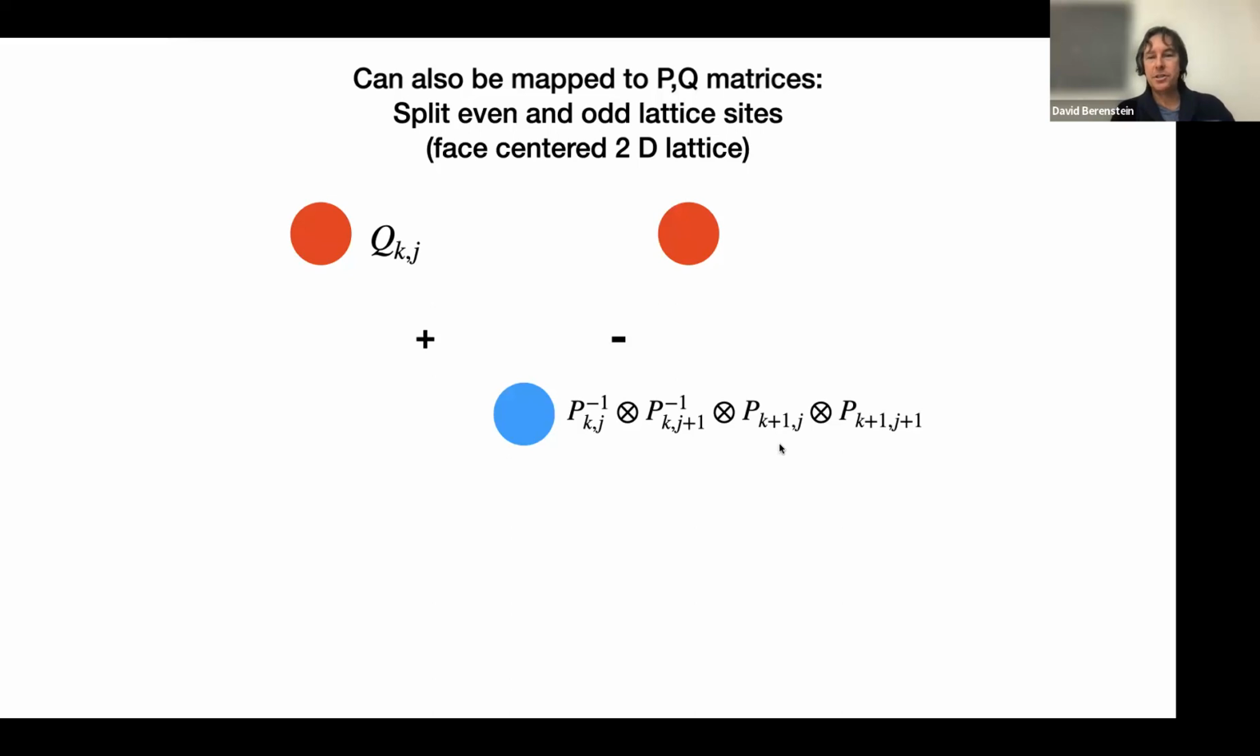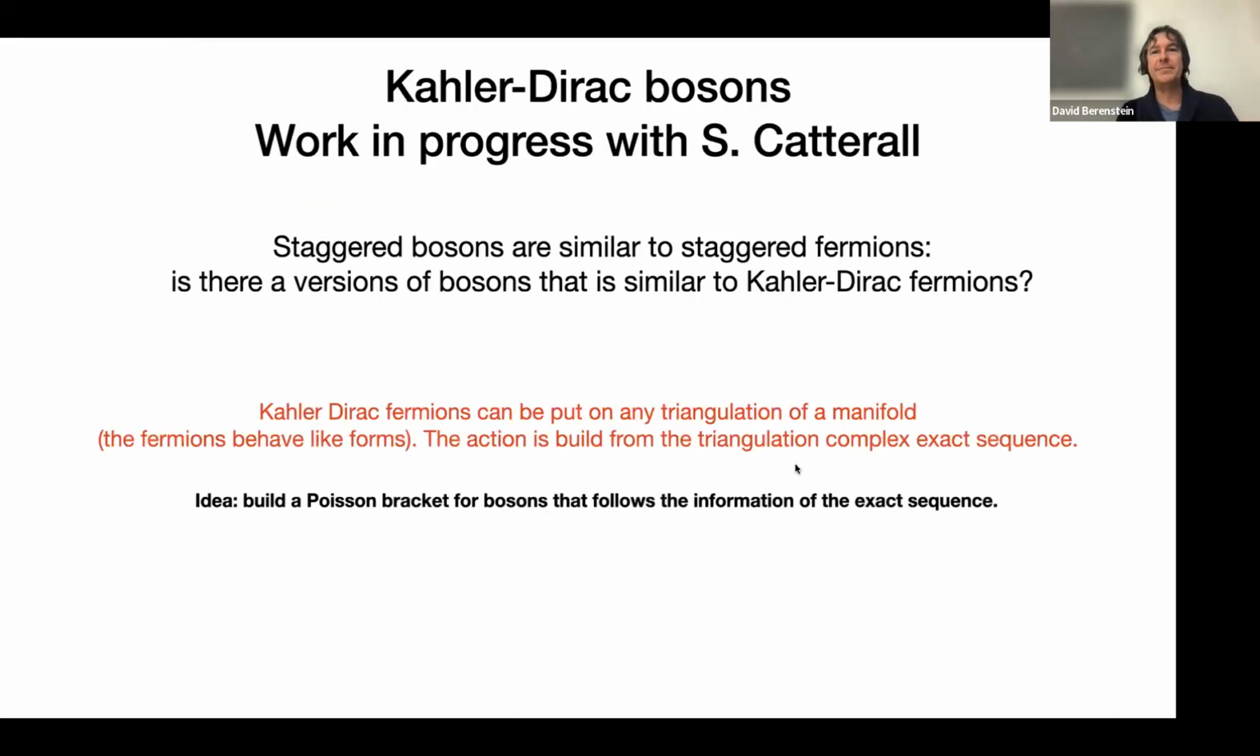Okay, now just to finish off, I want to tell you a little bit about work in progress with Simon Catterall. So staggered bosons, I told you, were similar to staggered fermions. And if you go through the list of interesting discretizations of fermions that exist on lattices, one of the ones that always shows up in supersymmetry is the Kähler-Dirac fermion. So is there a version or versions of bosons that's similar to the Kähler-Dirac fermion?